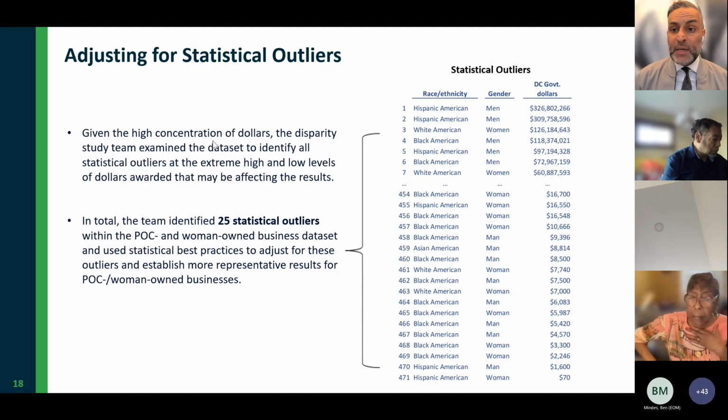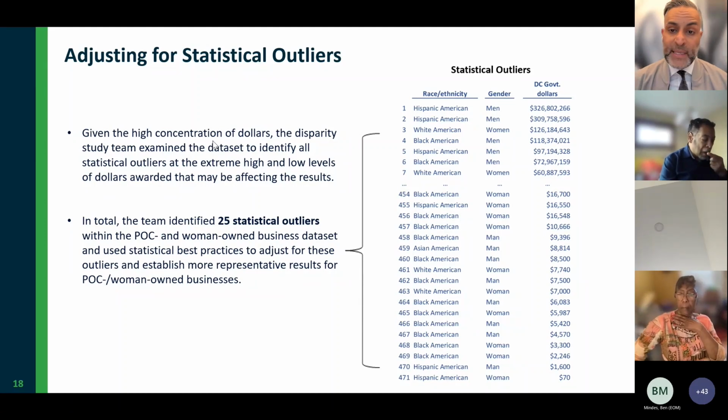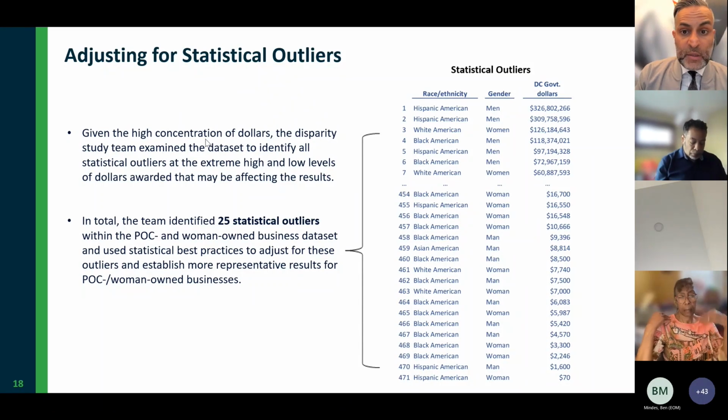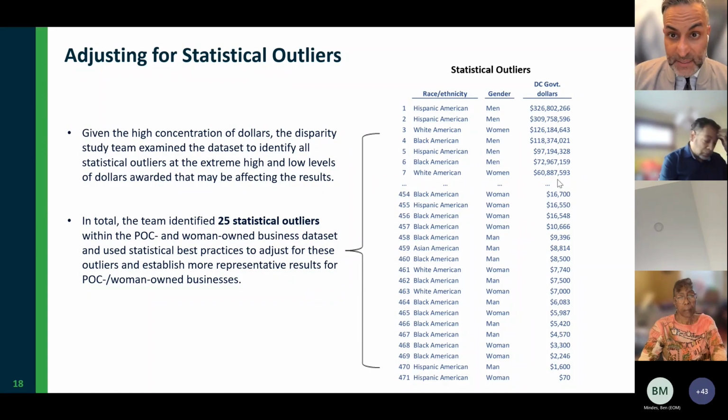And we wanted to account for any statistical outliers so we can get a clearer picture of what outcomes look like for the typical POC or woman-owned business in DC government contracting. So going through and trying to identify statistical outliers, we identified 7 outliers at the top end of the scale.